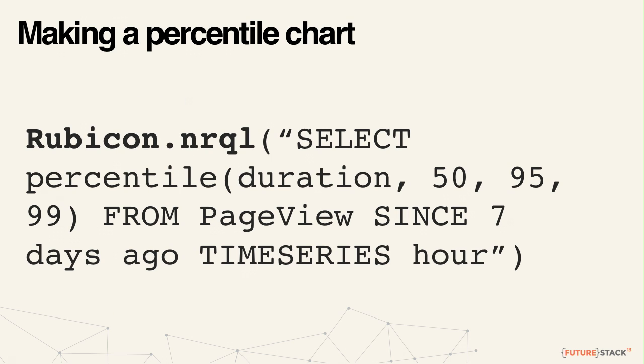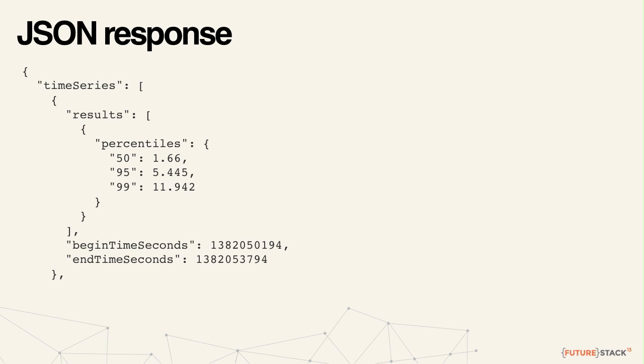Well, how do we build a percentile chart? Again, the query to get that data is quite simple. We can just say: select percentile duration, 50, 95, 99, from page view since 7 days ago time series hour. That query gives me all the data I need for those percentile charts. And again, we get a JSON response. The JSON response includes, for each little time period in your chart, a value for the 50th percentile, the 95th percentile, and the 99th percentile, and you can graph that any way you want.